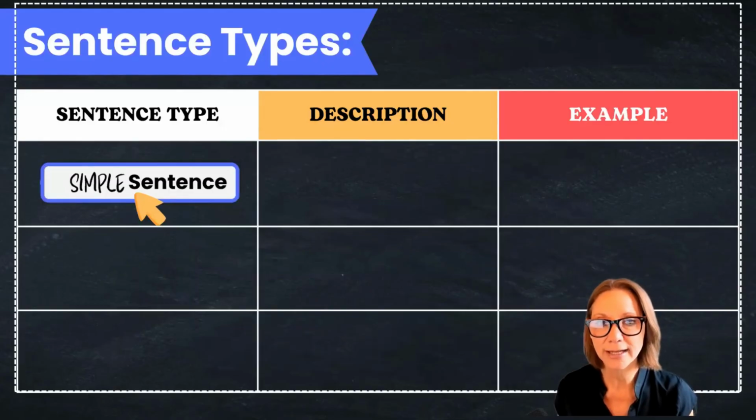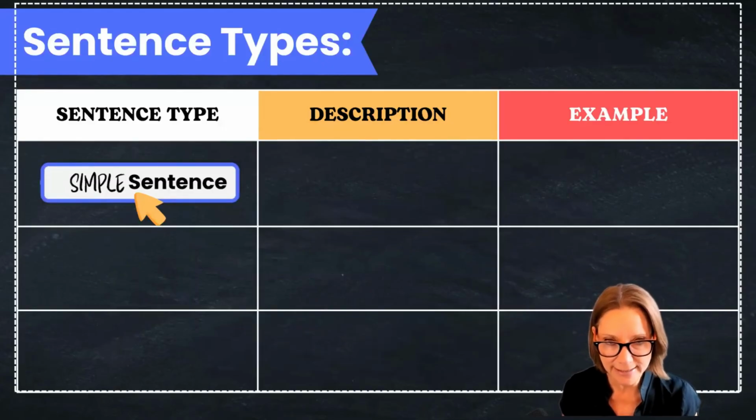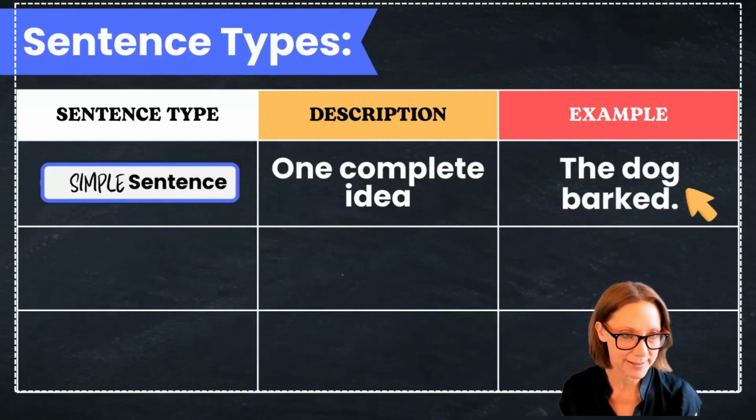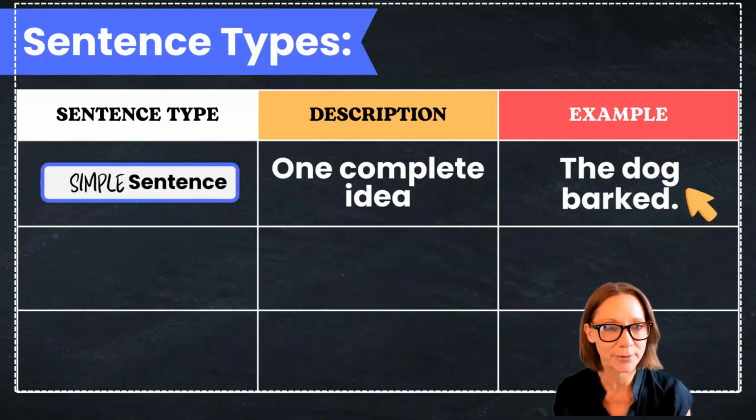Let's take a look at each one, a description and an example. So simple sentences, you're probably very familiar with this, is one complete idea. For example, the dog barked. You have a subject and you have a verb.